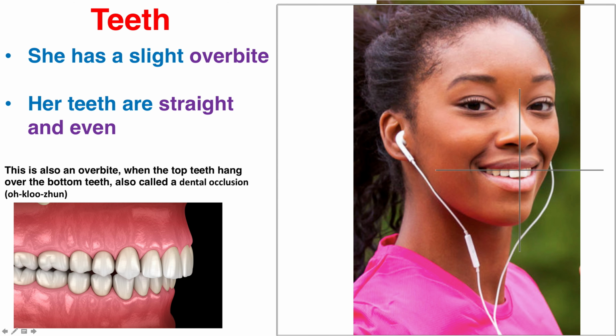Her teeth are straight, so they all point down in the correct direction and they're all evenly spaced. And then they're even. So you see the bottoms of her teeth all come down to about where they should, close to the same level. So nice, straight, even teeth.